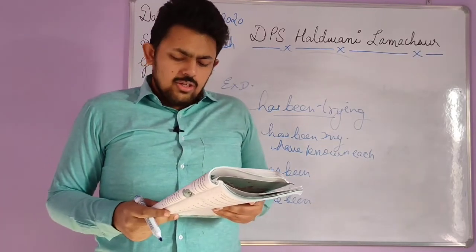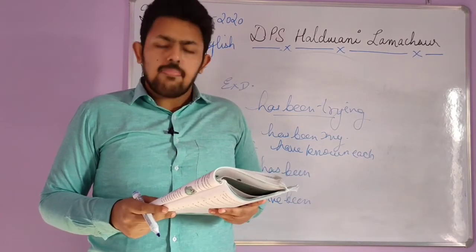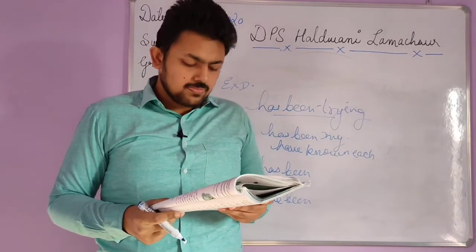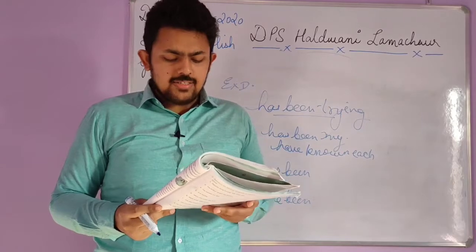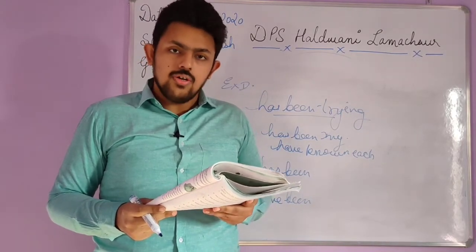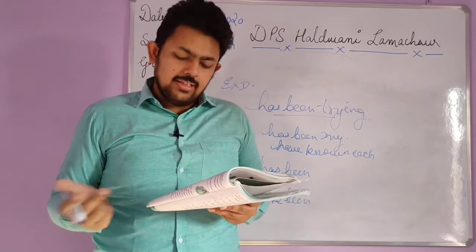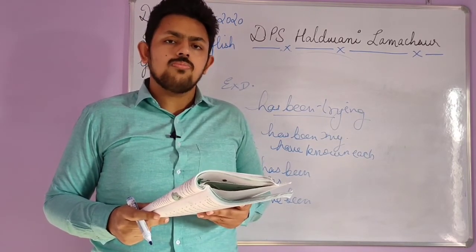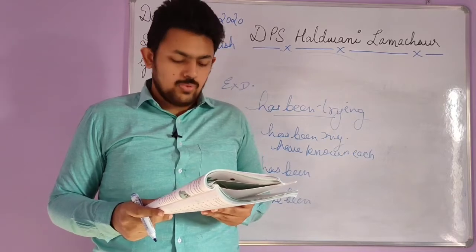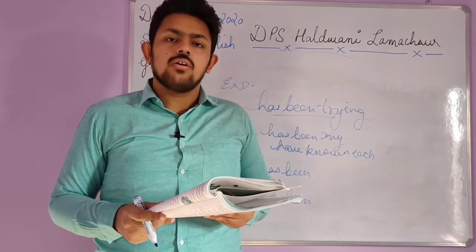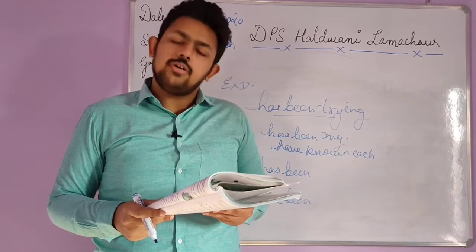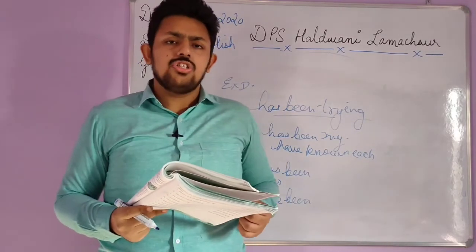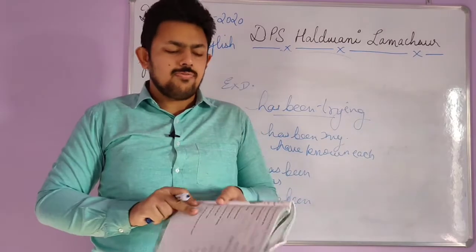Now exercise I. You have to write the past and the past participles. What is the past tense of know? Knew. And the past participle? To know. Go. Went. And to go, the past participle. If it would have been gerund, then we would have used the ing form of the verb.